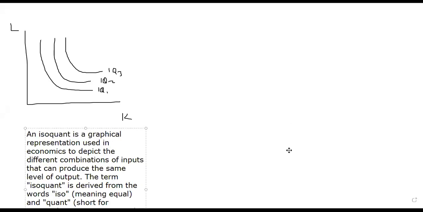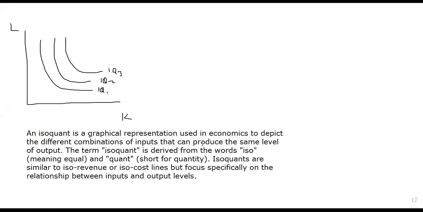So these are the isoquants. They depict a combination of inputs that will produce the same level of output. The term iso means equal. Quant means quantity. So isoquants give us what? An iso revenue or iso cost, or they specifically focus on the relationship between inputs and their outputs. And we have also tried to measure these relationships in terms of the properties. There are several properties. I've just mentioned 7 for you to remember in the exam.